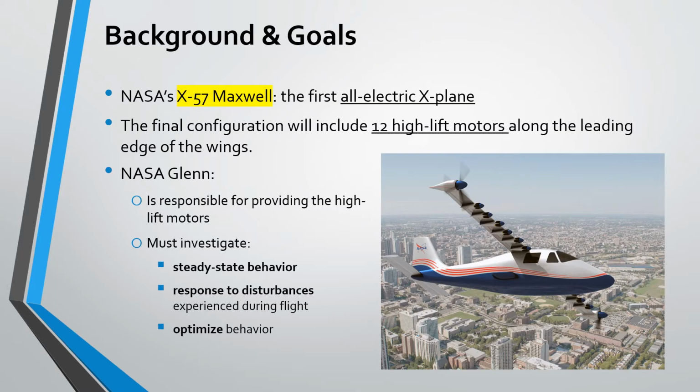NASA's X-57 Maxwell will be the first all-electric X-plane and will be flown to demonstrate technology to reduce fuel use, emissions, and noise. The final configuration of X-57 will include 12 high-lift motors located along the leading edge of the wings. NASA Glenn is responsible for providing these high-lift motors.